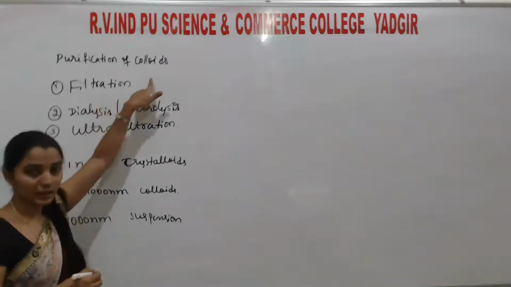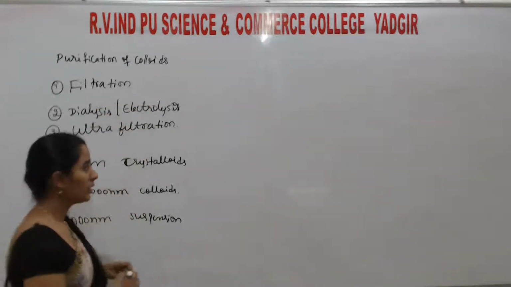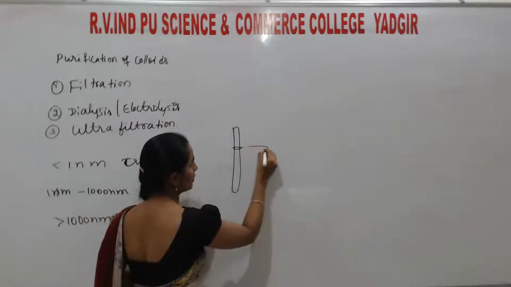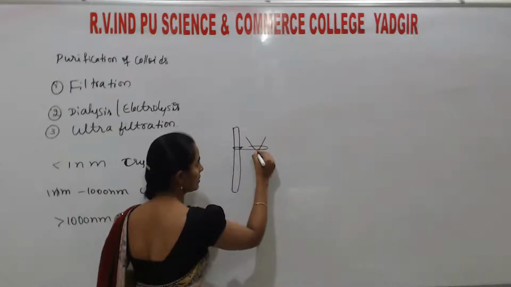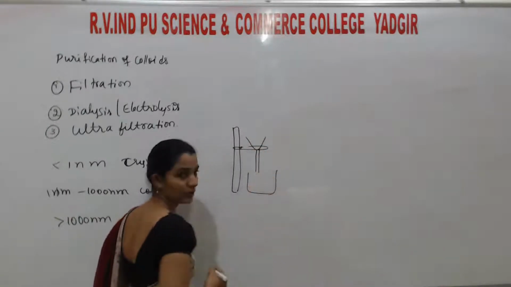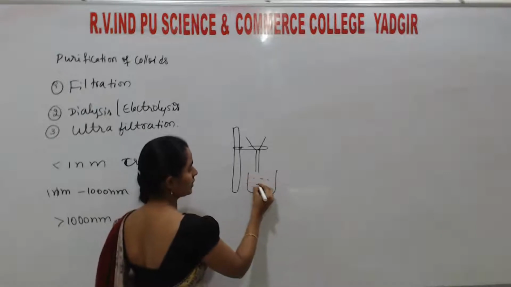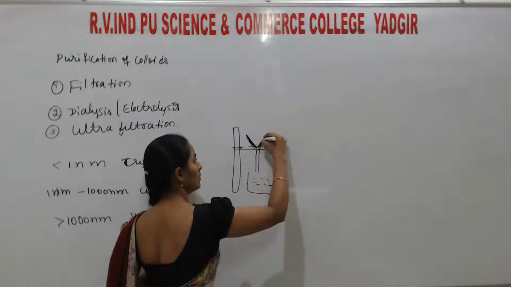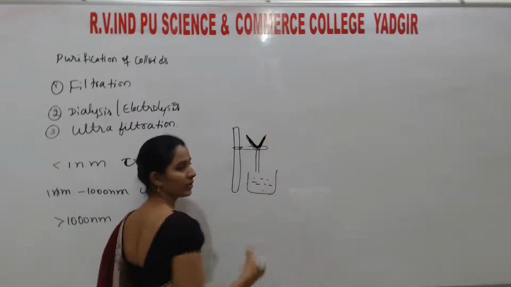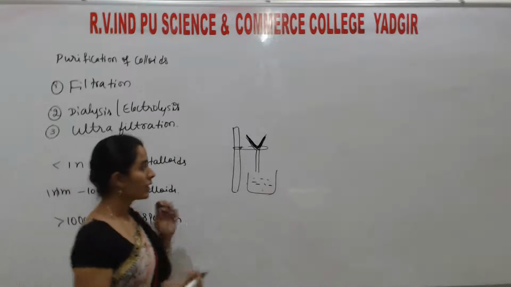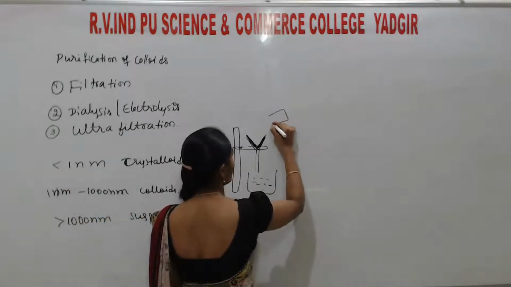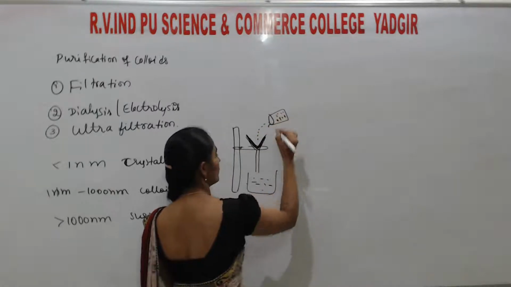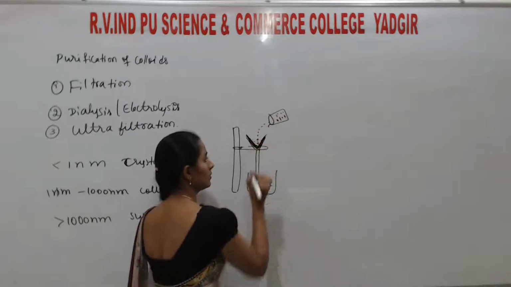So the first one is the filtration method. What is this filtration method? Listen. Here one stand is there, here the cone is there, here the container is there, here the solution is there, and here the filter paper is there. It's an ordinary filter paper. If the colloidal solution is poured in the container, it is collected here.